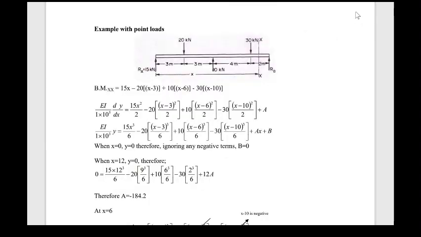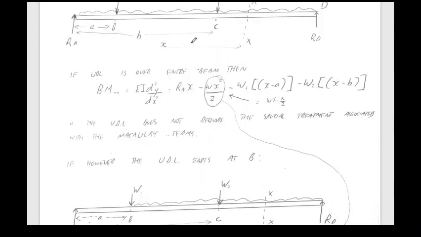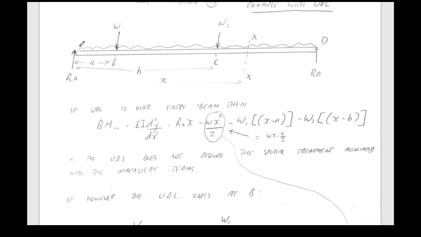So we've considered an example using Macaulay's method of a simply supported beam with multiple point loads on it. What I want to think about now is how do we deal with a beam with multiple loads on, and some of those loads are uniformly distributed loads, UDLs. How do we deal with that? Well, the first thing that we can consider is what happens if we've got a UDL running over the entire length of the beam. Well, actually, it doesn't matter at all. That would just be a normal load.